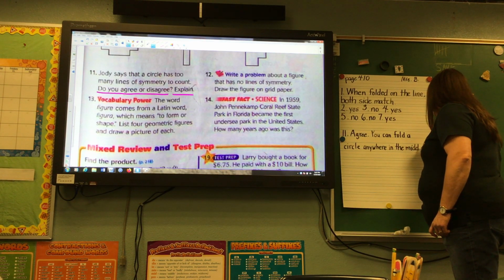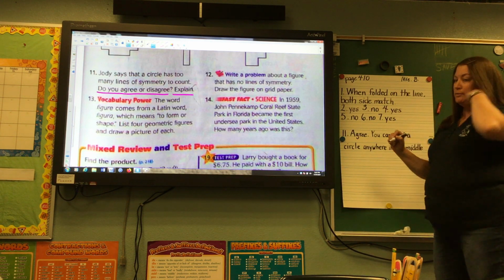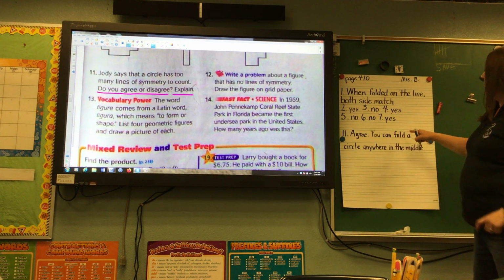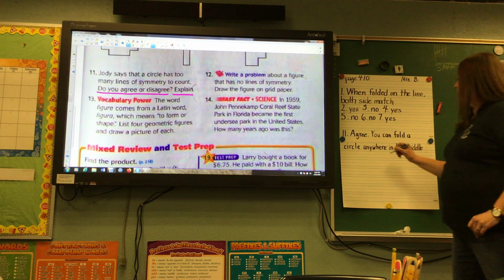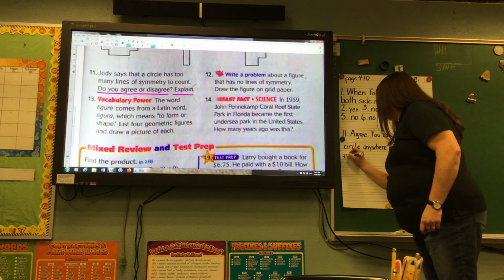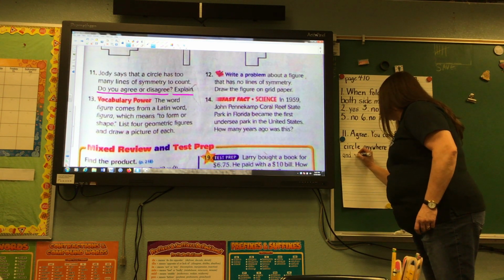Because if you don't fold it in the middle, you're not going to have a line of symmetry. I kind of showed you that when we started. You can fold a circle anywhere in the middle, and the sides match.